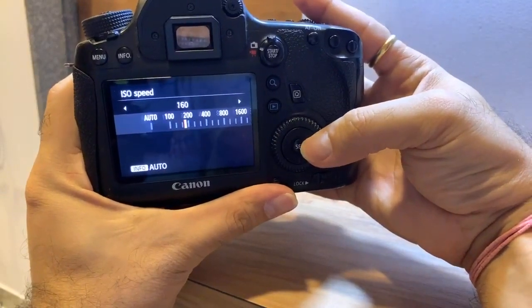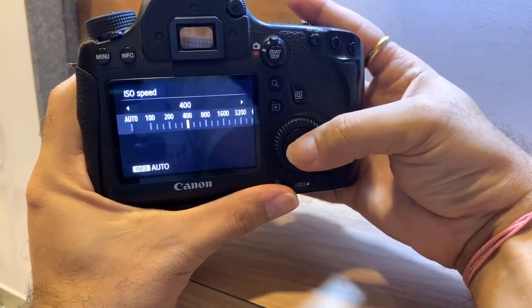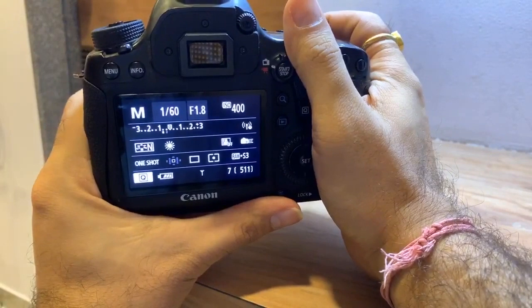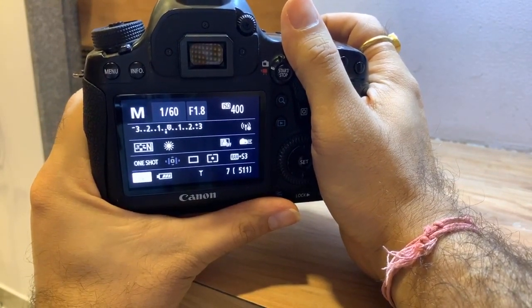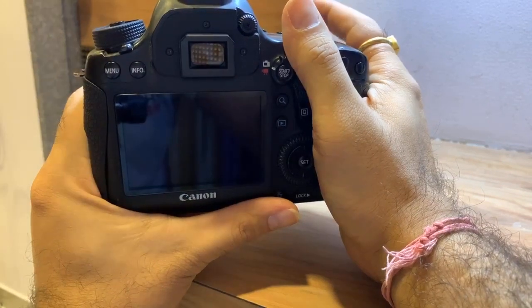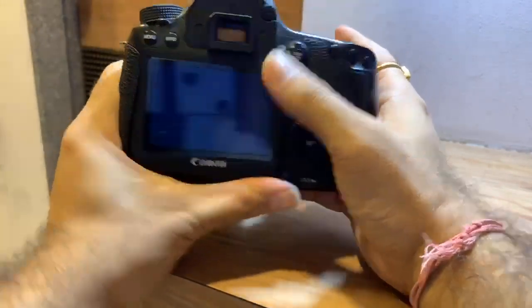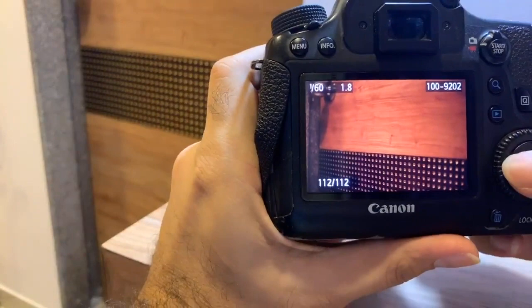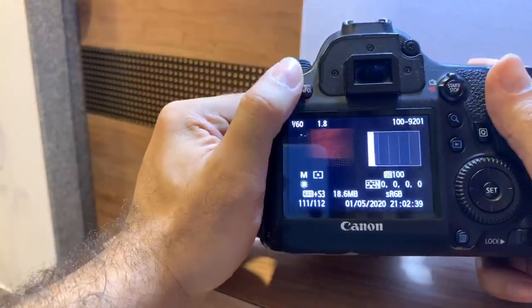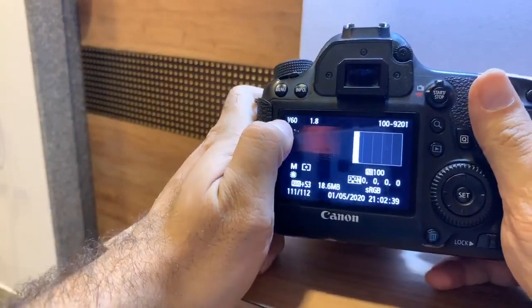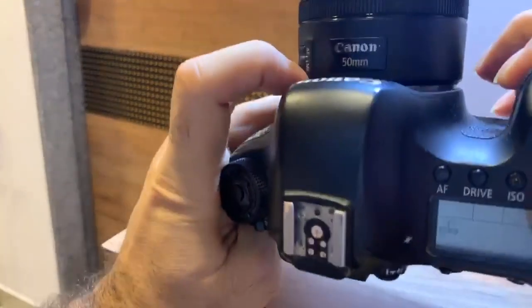So now my only option is to increase the ISO. So what I'm doing is increase the ISO like that, and I'll see if I can get the cursor in the center. Yeah, it's almost in the center. I'll take a shot and see. Yeah, this is a well exposed image because it was almost in the center. So you can see the difference. I'll show you all the settings.